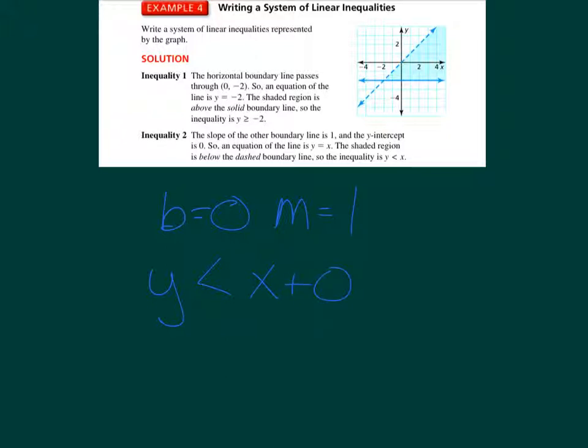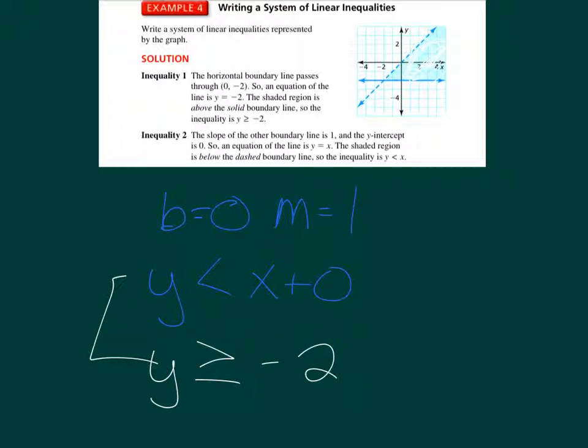Let's do the other line down here in white. What's the equation of that horizontal line that goes through -2? Y is greater than or equal to -2. So between these two equations, that's how they got this answer up in here in the shaded area.